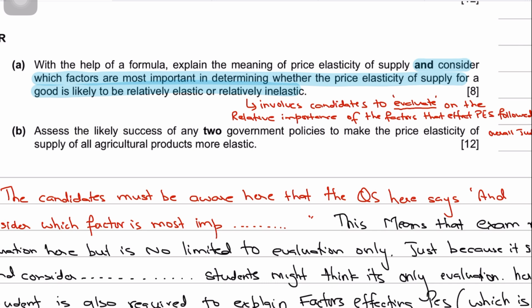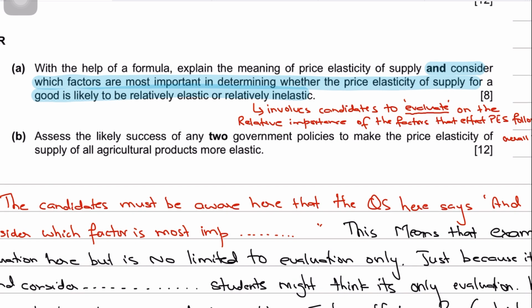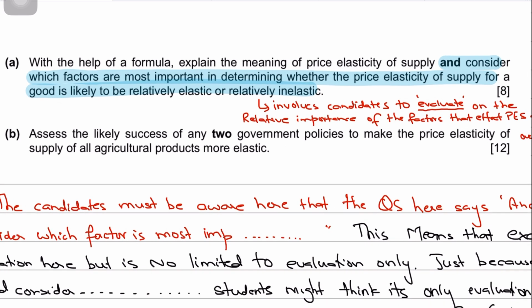So knowledge and understanding would involve you defining PES, defining the formula and explaining the formula: the coefficient greater than 1, less than 1, equal to 1, unitary and all of that, and then telling a bit about what the factors are. And the analysis portion would involve a detailed, in-depth explanation of the factors affecting PES. How could those factors make the supply inelastic, relatively elastic, perfectly inelastic, or relatively inelastic? That's what analysis is.